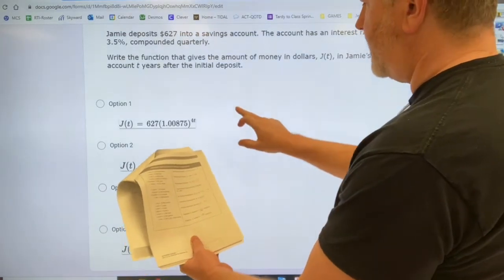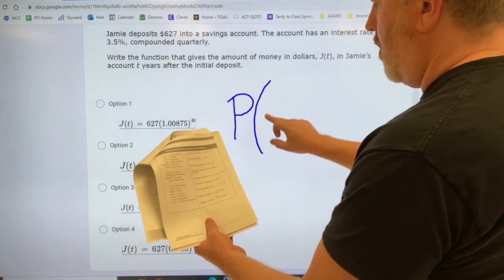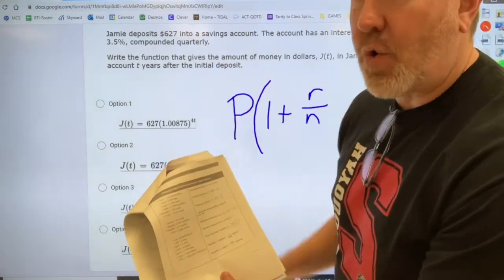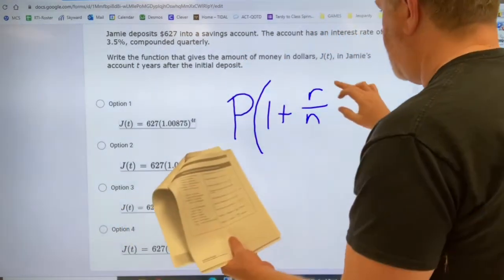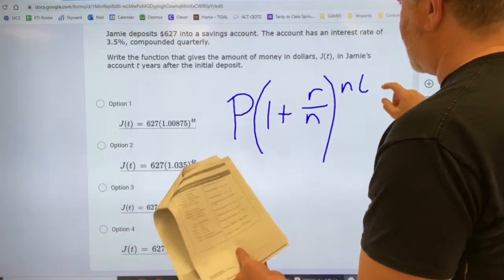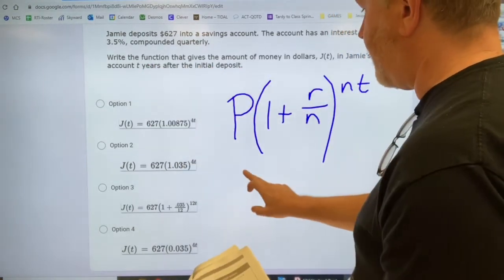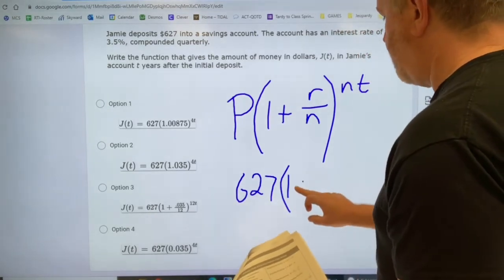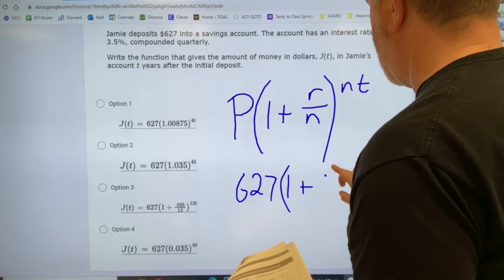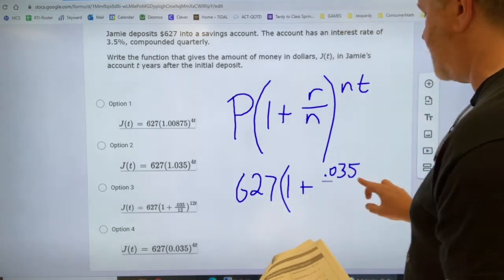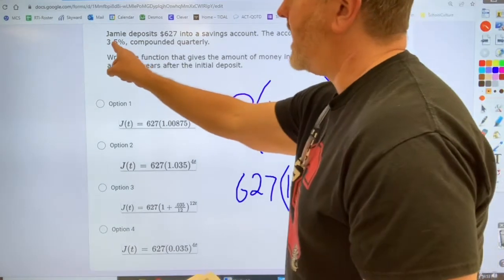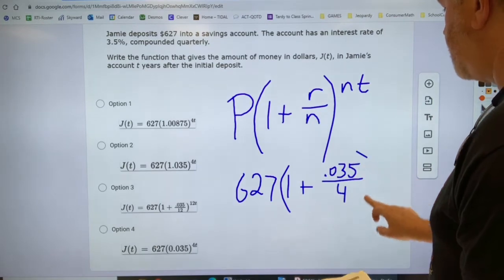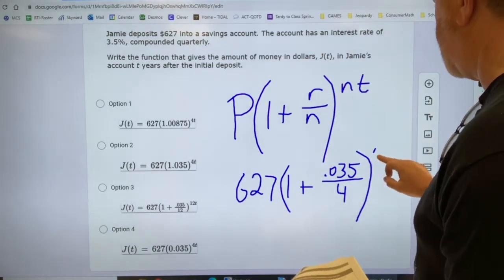So we're using compound interest. It is P times 1 plus the rate over the number of times that it's compounded. Remember, if it's quarterly, it's compounded 4 times a year. To the n t. Now t, we know, is a variable, so it's going to stay a variable. But we have $627 at the very beginning. We have 1 plus the rate is 0.035 or 3.5%. You got to move that decimal 2 times in order to make it into a regular decimal, over 4 to the, and then 4t power.